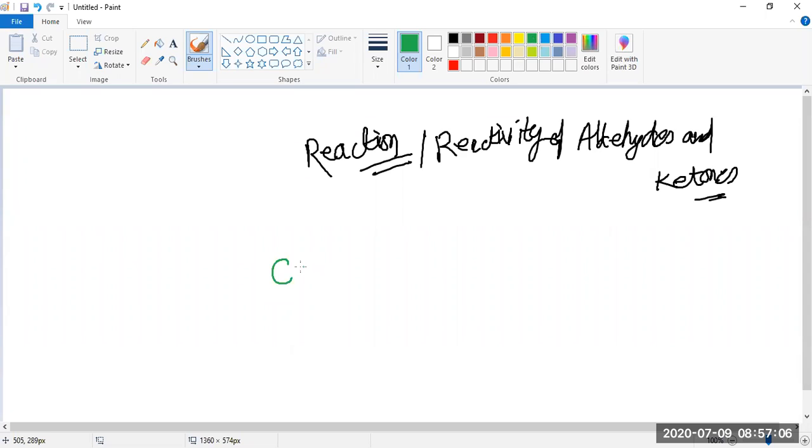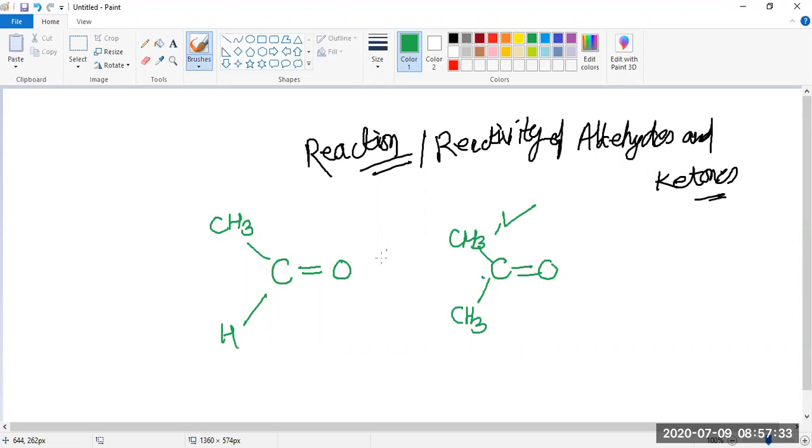So in aldehyde, suppose I am drawing a simple aldehyde, ethanal, and this is the ketone, a simple ketone, acetone or propanone. The IUPAC name of this compound is propanone. The reactivity of aldehyde is much higher as compared to ketone. What is the reason for this reactivity?